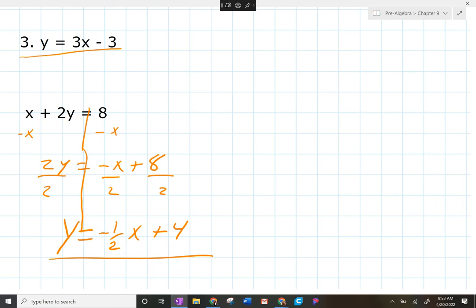So your slope for this one is going to be positive 3 over 1. Your b is going to be negative 3. You just have to go backwards.